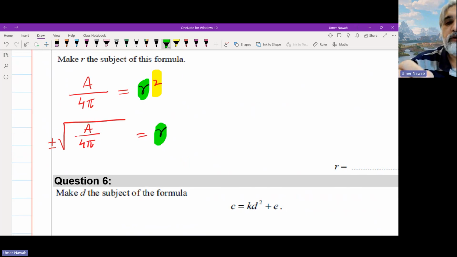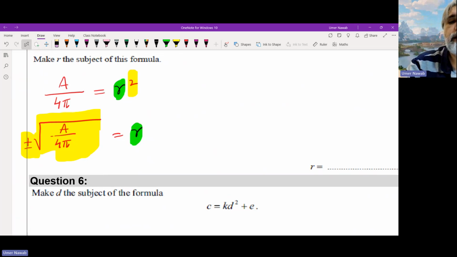Did you see? So the removal of square is resulting in the addition of square root with plus minus sign on A over 4 pi. So my answer is plus minus A over 4 pi.